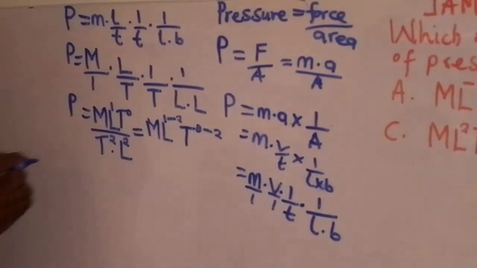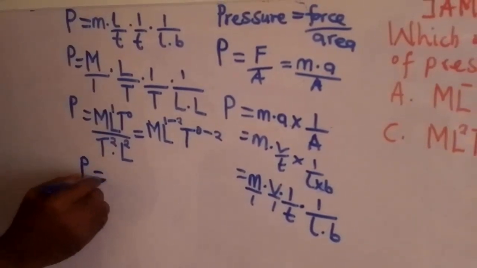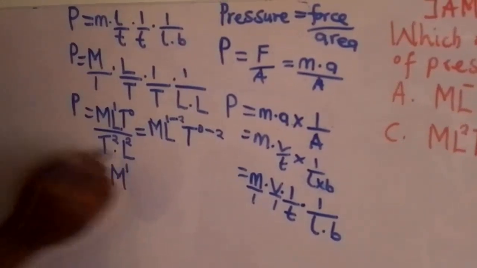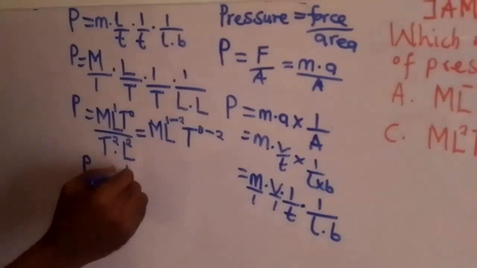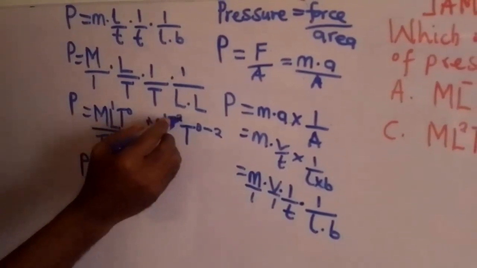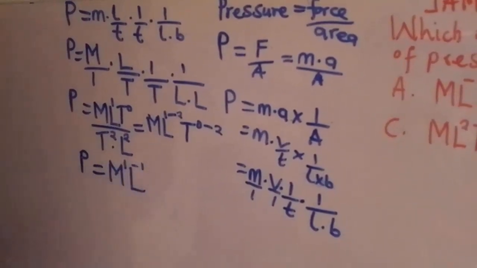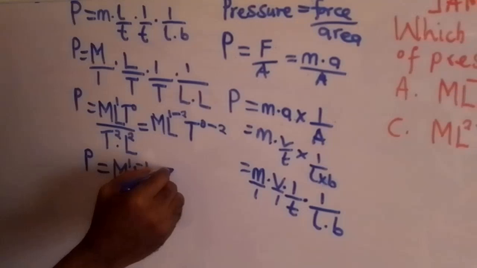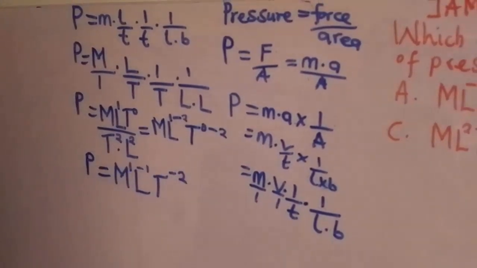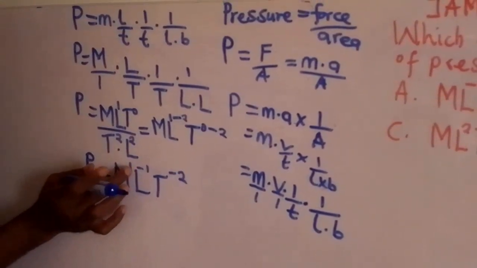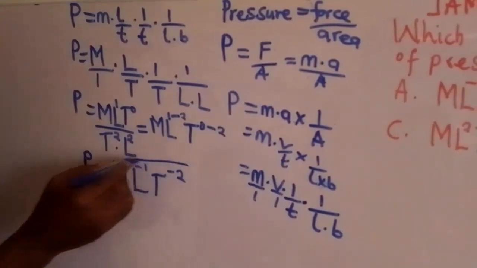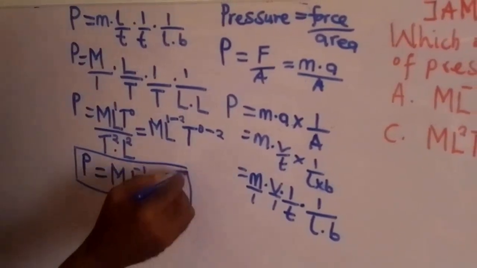2. So we have pressure equal to, there's 1 M. Remember, this means M raised to power 1. Then we write L. 1 minus 2 is minus 1. We write T. 0 minus 2 is minus 2. Of course, a number raised to power 1 is that number, so we can easily remove this 1 here. And this is the dimension of pressure.